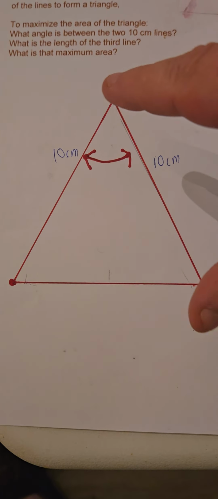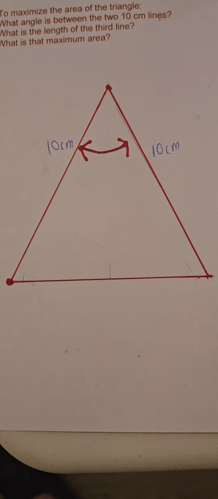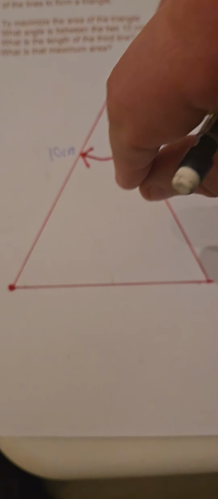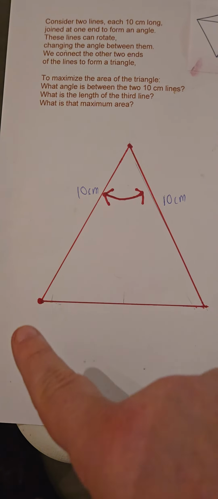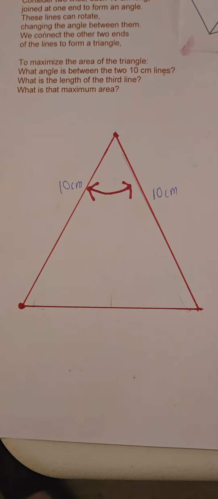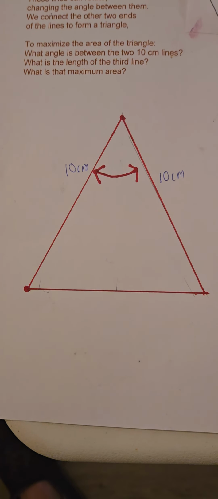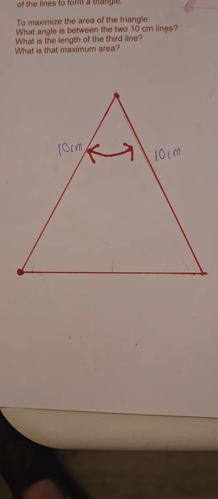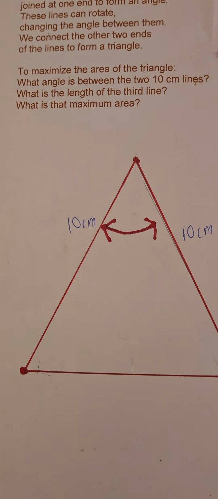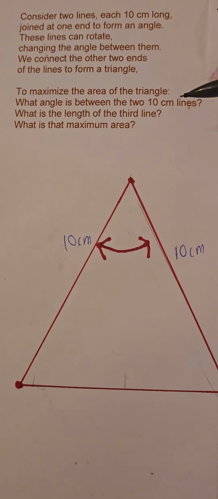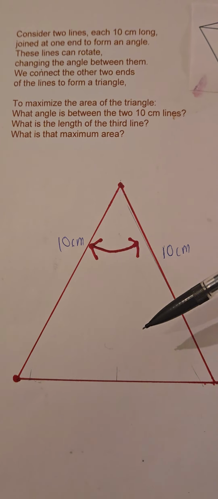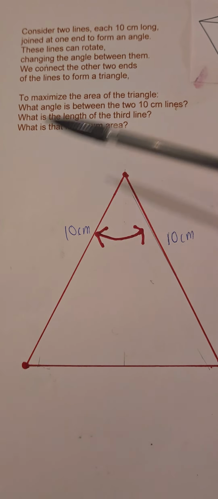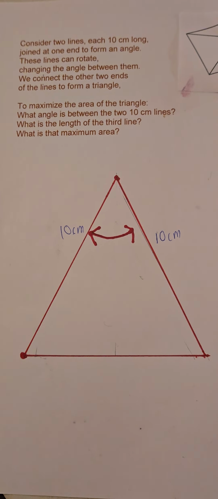This is the question. We've got two lines that are 10 centimeters. They're connected, let's say, by a pivot. They can open or close, and no matter what the angle between them, we connect them with a third line, obviously forming a triangle. And the question is, at what point is the area of that triangle maximized? Or to rephrase, to maximize the area of the triangle, what angle between the two lines will maximize that triangle? What's the length of the third line? And what is that maximum area?